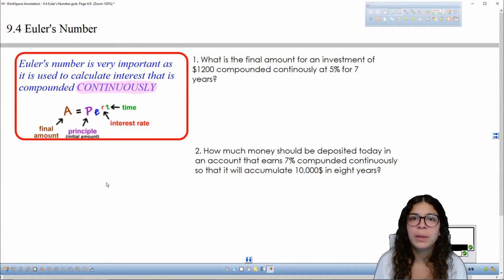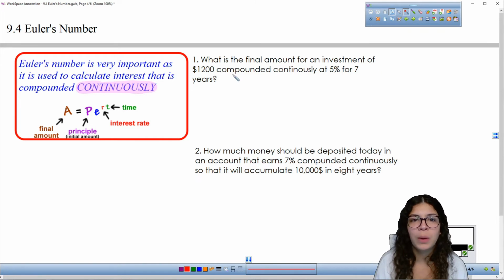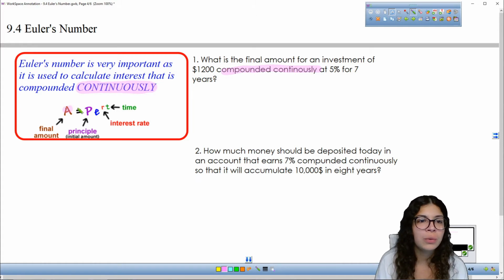So let's try a couple of examples, okay? What is the final amount for an investment of $1,200 compounded continuously at 5% for 7 years? Okay, well, as long as you see that they are compounding continuously, you're going to want to use this formula here, okay? So what is the final amount?